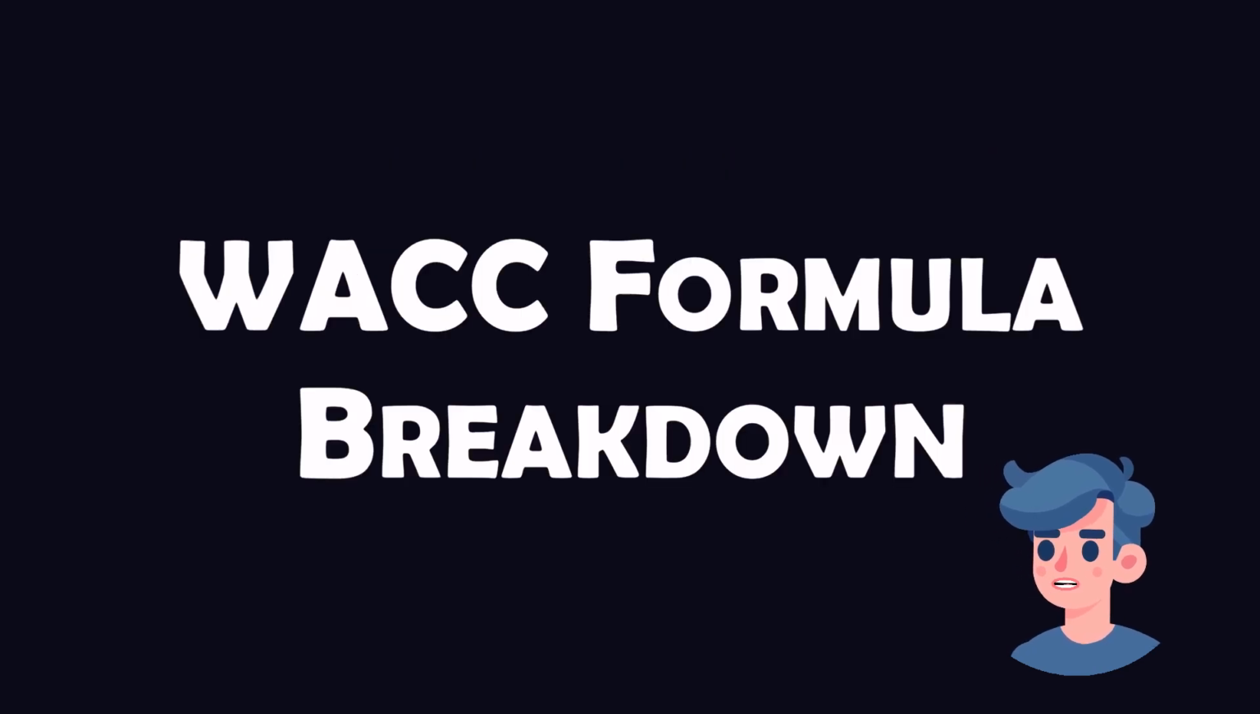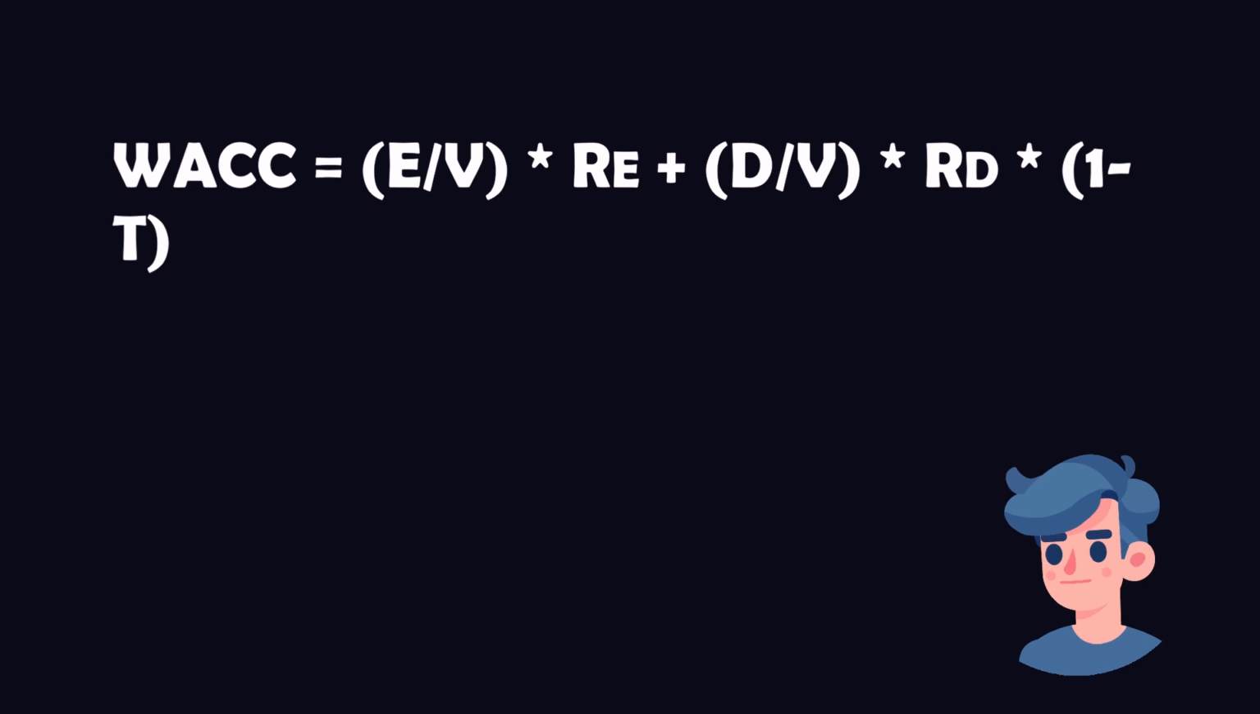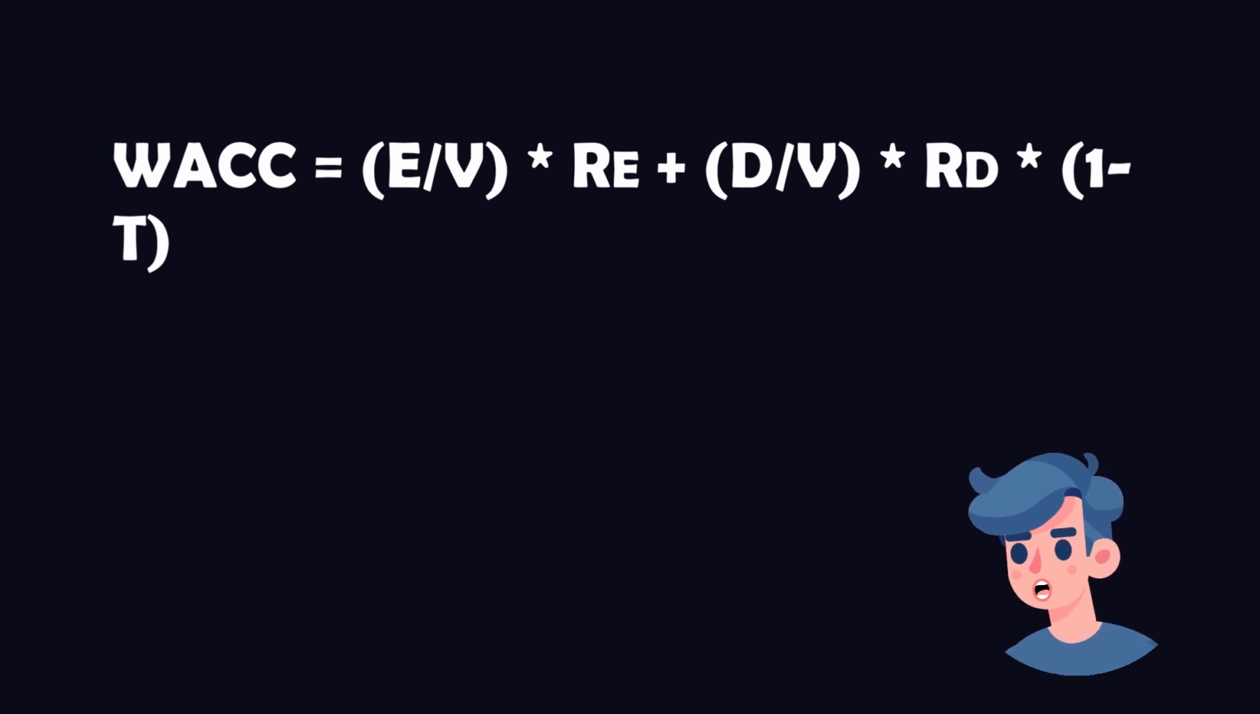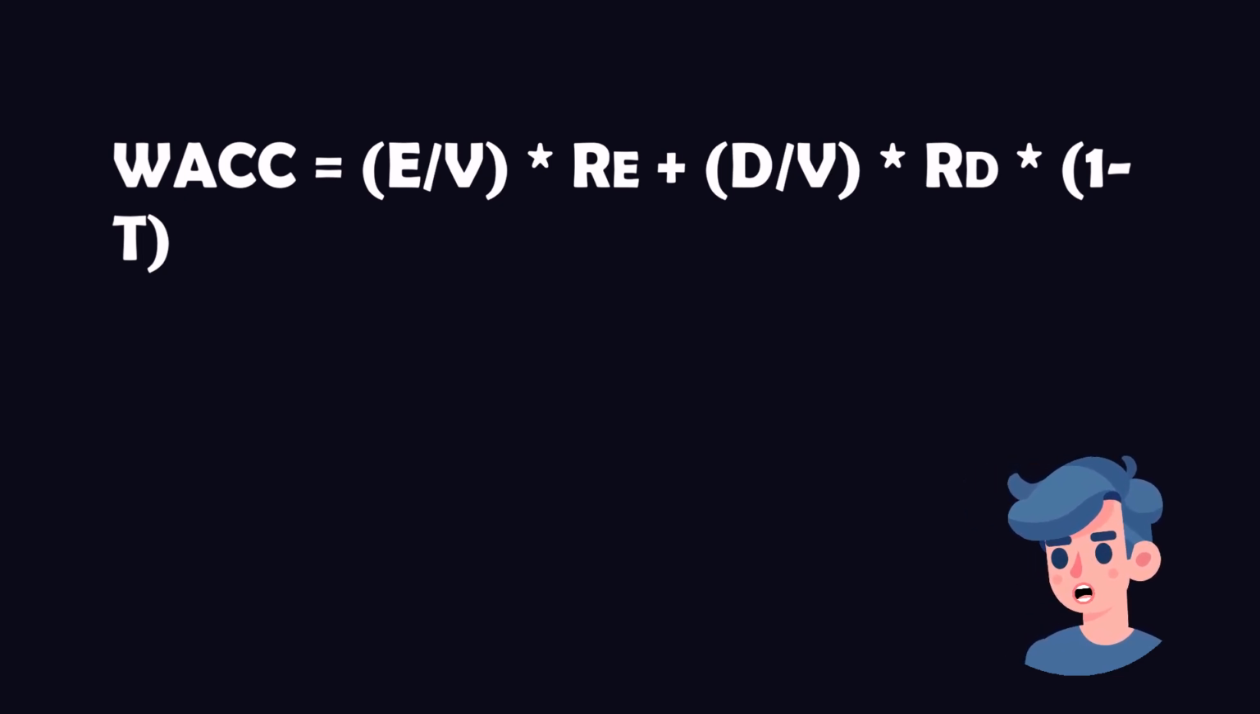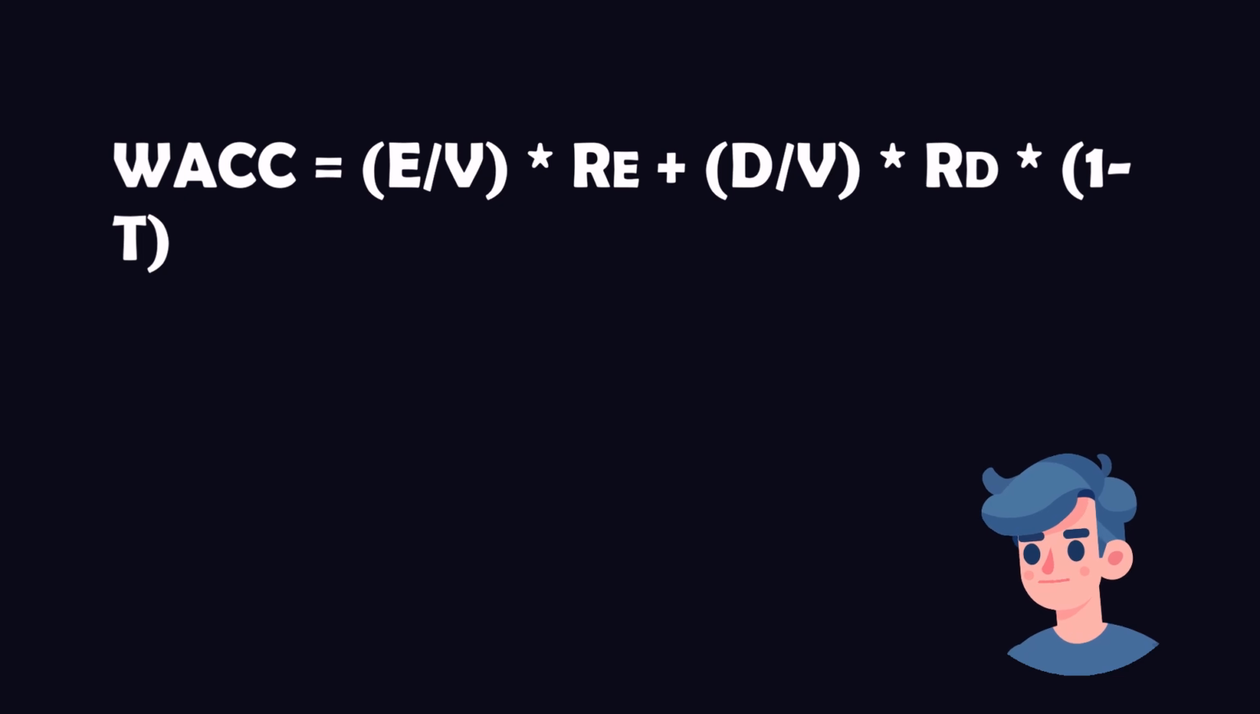The WACC is calculated as follows: WACC equals E/V * RE plus D/V * RD * (1 - T), where E is equity market value, D is debt market value, V is E plus D, RE is cost of equity, RD is cost of debt, and T is tax rate.